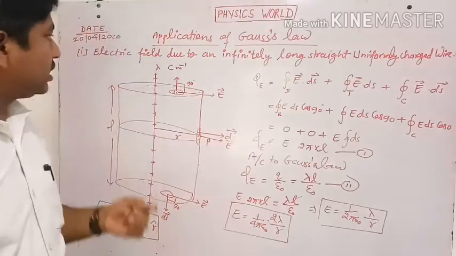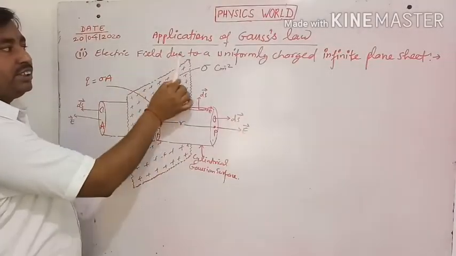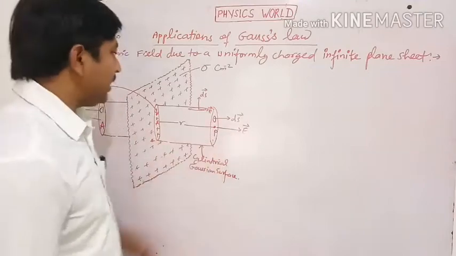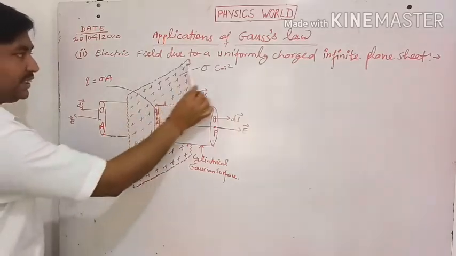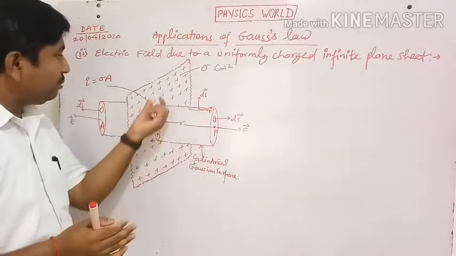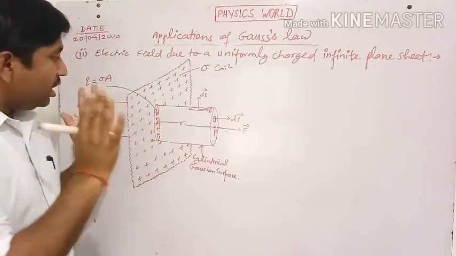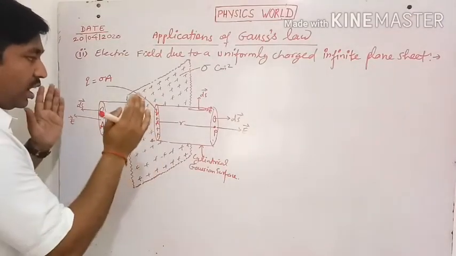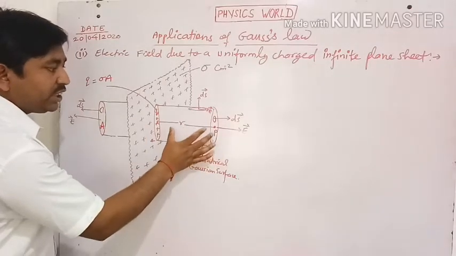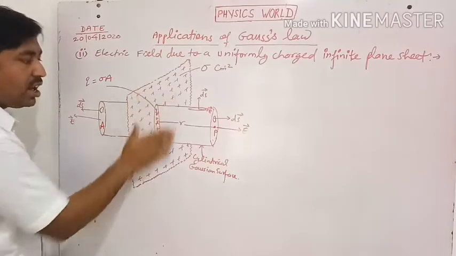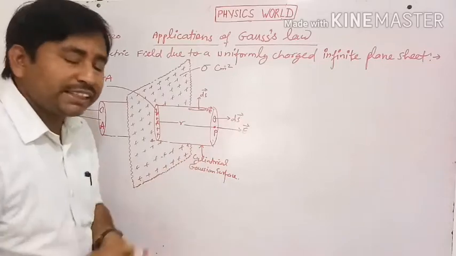Now come to the second application of Gauss law. Find out the electric field due to a uniformly charged infinite plane sheet. Consider a uniformly charged infinite thin plane sheet of uniform surface charge density sigma coulomb per meter square. Let us consider there is a point P which is placed at a perpendicular distance r from this thin sheet, and at this point we want to calculate what will be the value of the electric field.